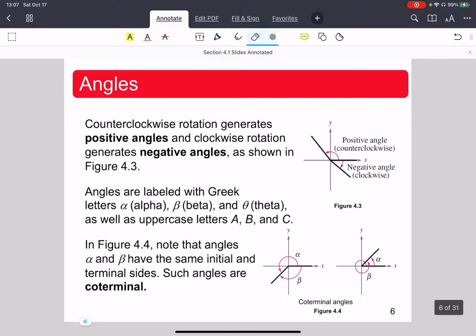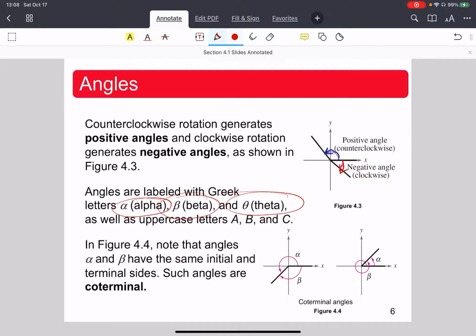Counterclockwise rotation generates positive angles. So if you go from right to left, in other words, you're going to end up having positive angles. If you choose to go the other way, clockwise, then you're going to end up having negative angles. In mathematics, we generally label angles using alpha, beta, and theta, letters like these.